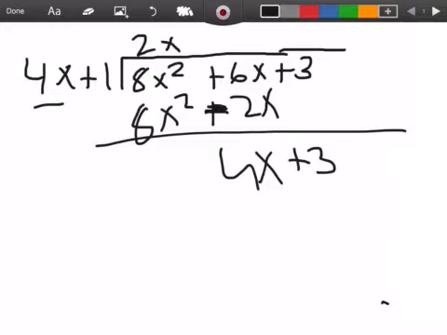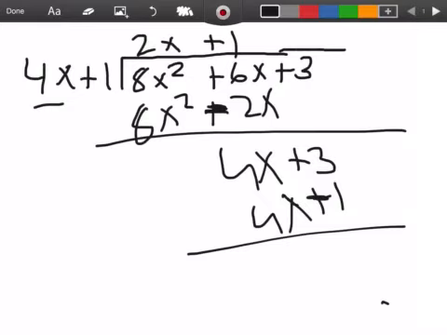So we do the same thing again. 4x divided by 4x is 1. And then we'd multiply 4x times 1 and 1 times 1, which equals 1. And then we subtract 1 from 3, and we get 2. And then 2 is our remainder. To write our remainder, we would write 2 over 4x plus 1. And this is the answer.